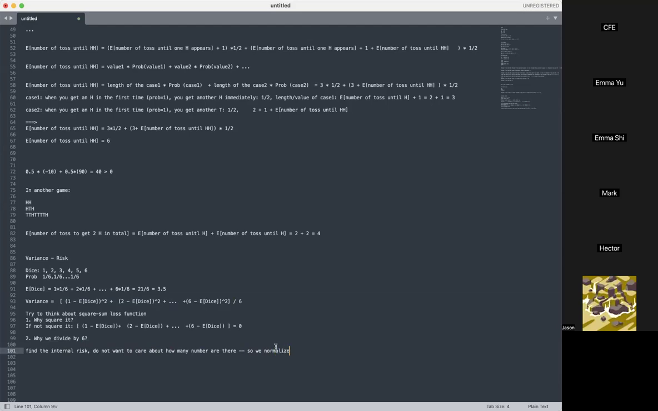We have a professional word for this: dividing by 6 is called normalizing. If you don't normalize, then with 6 numbers you sum up 6 terms, but with 100 numbers you sum up 100 terms, and of course that will get a higher variance if you don't divide by 100. 100 positive numbers summed together are very likely to be greater than 6 numbers summed together. But we don't care about how many numbers there are. We just care whether each number diverges from the average. So that's why we divide by 6.